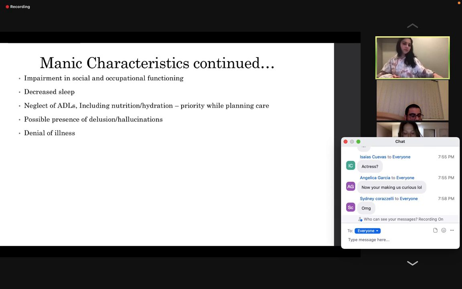Okay, so manic characteristics continue. Impaired social and occupational functioning. Obviously, with all those manic symptoms we just went over, what do you think? You need to really watch them to be safe, right? Decreased sleep, lack of it. They can't sleep during mania. So imagine this, they'll be on lots of sleep meds too. Neglect of ADLs. Neglect of ADLs not because they don't want to, but because they're so manic. They're all over the place. They forget to eat. They forget to drink.